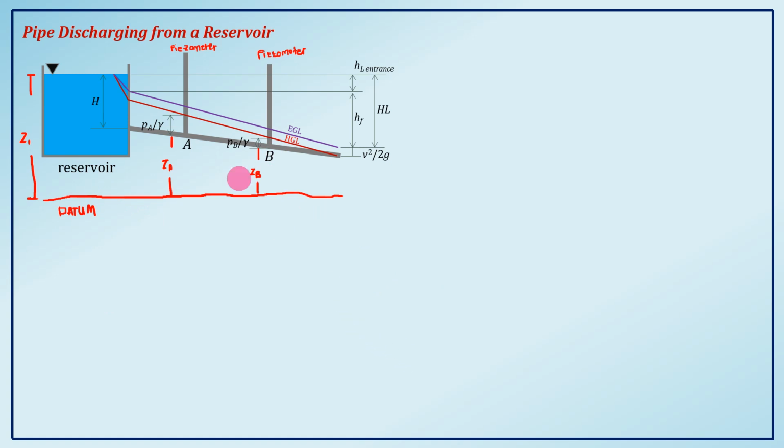And so again, these piezometers are used to calculate the pressure head in the pipelines, at point A and at point B. So we have PA over gamma here and PB over gamma. Now, using the HGL, we can plot the HGL from this figure.